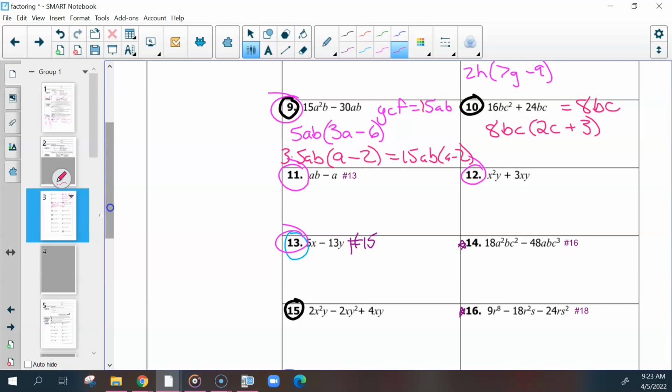Then you may get some that don't have numbers at all. So like number 11. If it doesn't have numbers at all, the GCF would just be variables unless there aren't any. What do these have in common? A. So we divide A out of both. What's left?